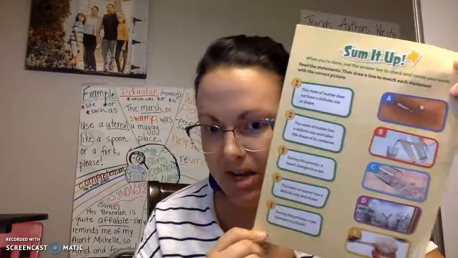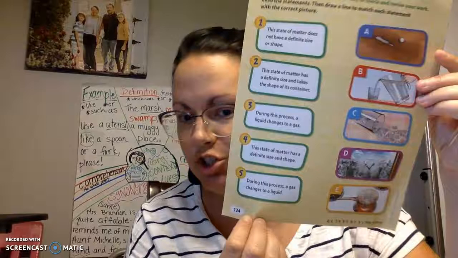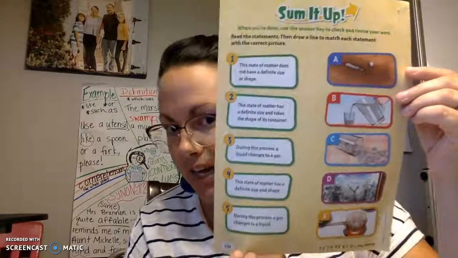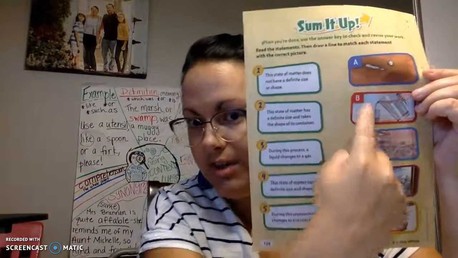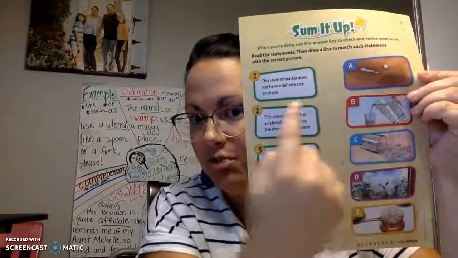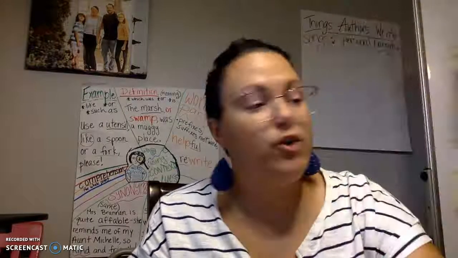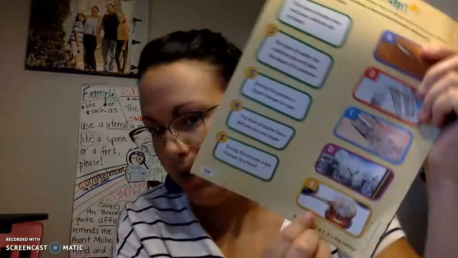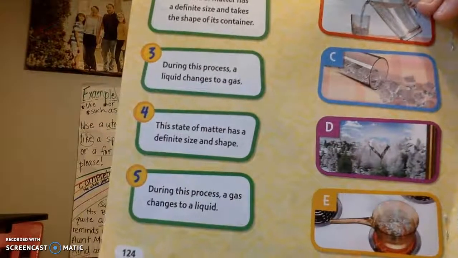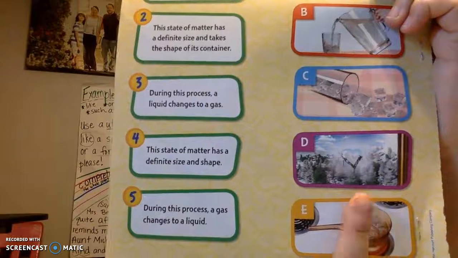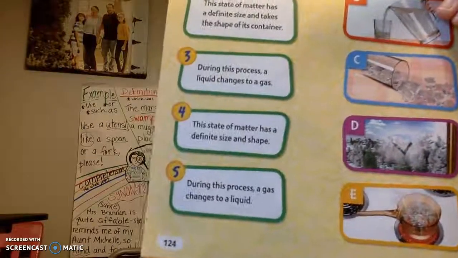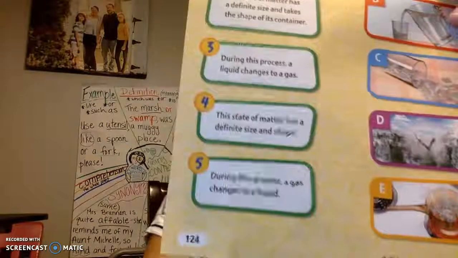This page says "Sum It Up." It is page 124, and it is a matching. So you have to look at the picture, see what's happening, and draw a line to whichever one matches what it's saying, okay? So for instance, what's happening in this bottom picture? Can you tell? Okay, I am seeing steam come up out of the liquid water as it cooks. And you know what? I think I see the answer right next to it.